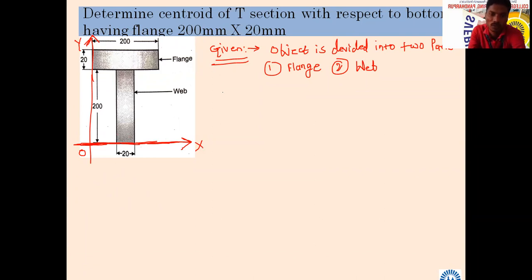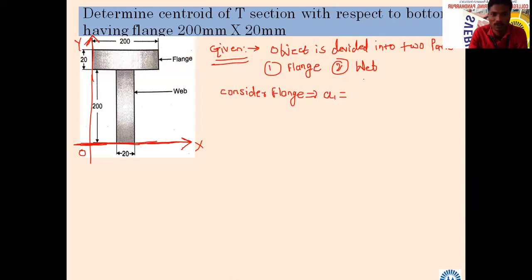So what do we have to do first? I will write here: consider flange. Let us say it has area a1. So what will be the area of flange a1? We will calculate it. Are you observing the dimensions of flange? What is its height, and we will see width or length? How much is it? 20 and 200.